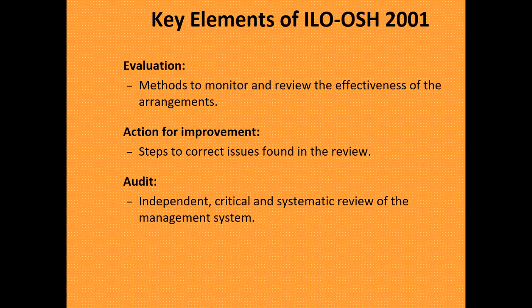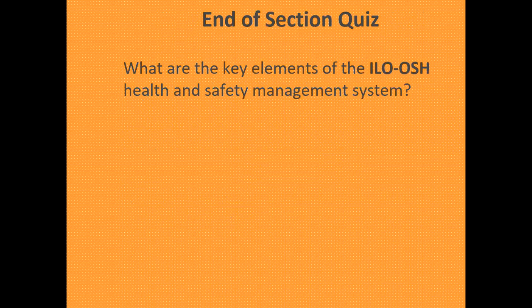And then we have audit. Audit is an independent, critical, and systematic review of the management system. This is a part of evaluation also, like whatever we have implemented in our health and safety management system, is it working? Are all sections working properly, are all employees performing their roles and responsibilities properly or not? This is audit. We are going to discuss audit again in the next units.